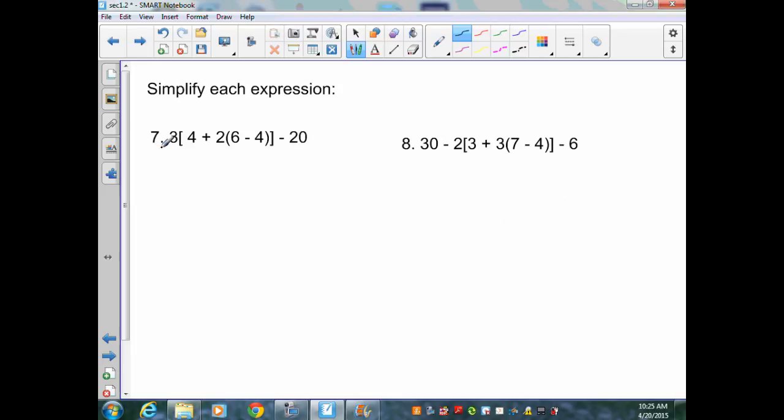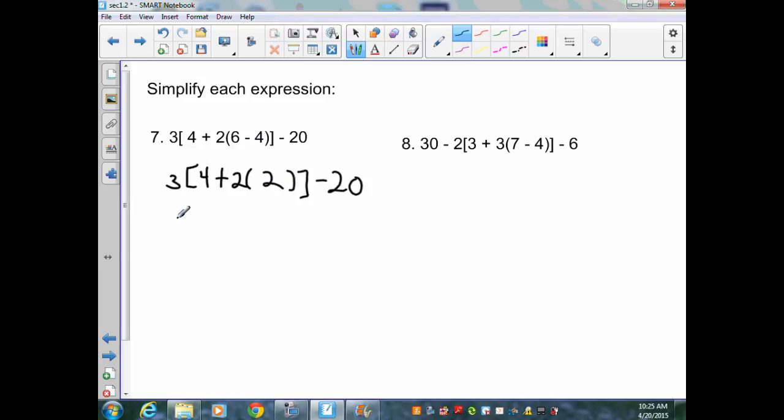Continuing, I have number 7, again, a bunch of grouping symbols. I'm going to copy all this material down, 3, bring down the 4, the plus, the 2, the parentheses, the bracket, and the 20. All I did is copy most of the problem down. All I'm going to work on now is 6 minus 4, which is 2.